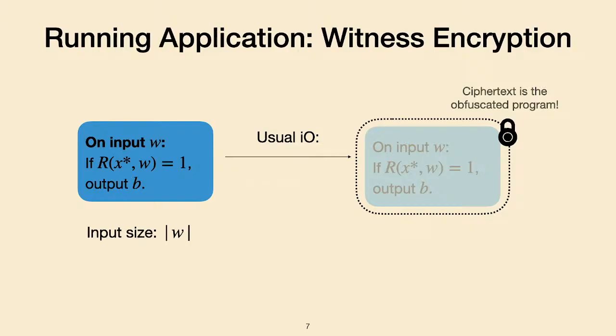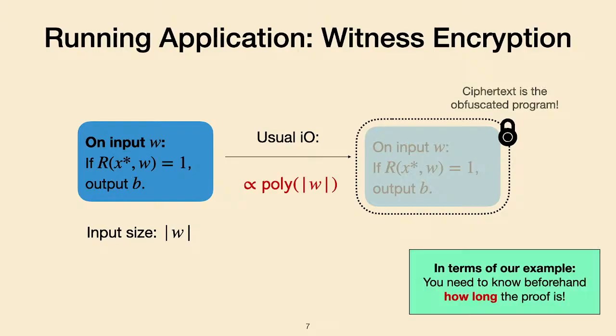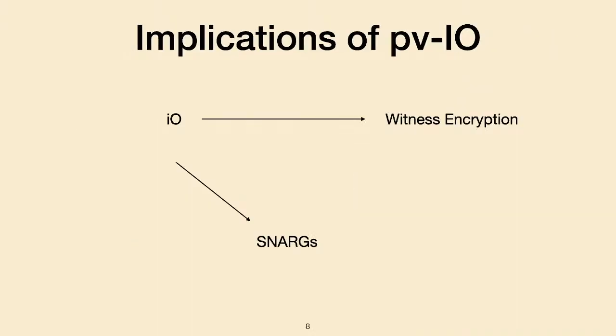Here, the input length to this witness encryption ciphertext is bounded, since the input is the witness. By putting a bound on the input length, you're putting a bound on the size of Riemann hypothesis proof you will be able to support. In particular, if you use IO as is, you'll have a ciphertext that grows with W. So this means you need to predict beforehand how long your Riemann hypothesis proof is going to be, right? We do not want this input length dependence.